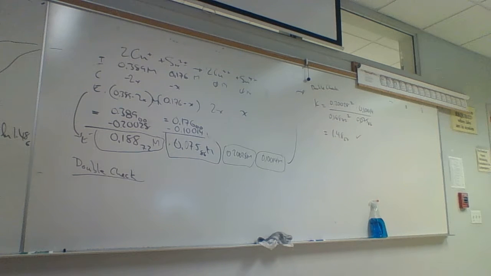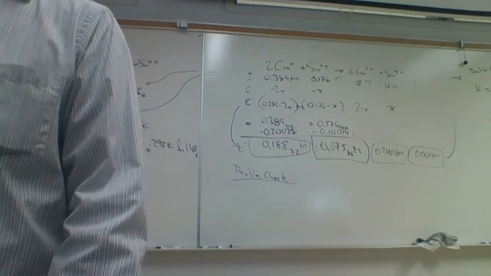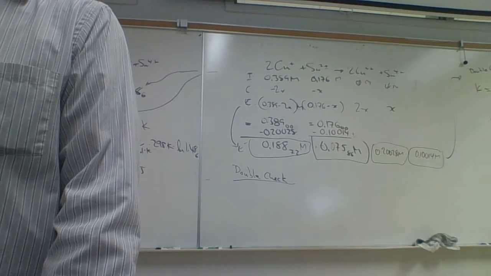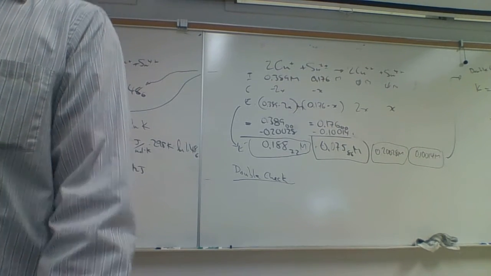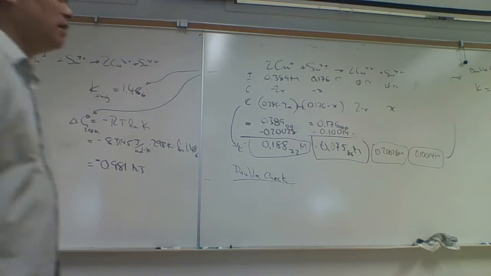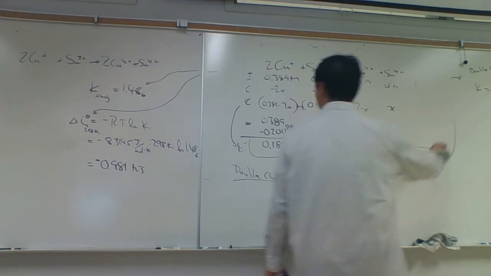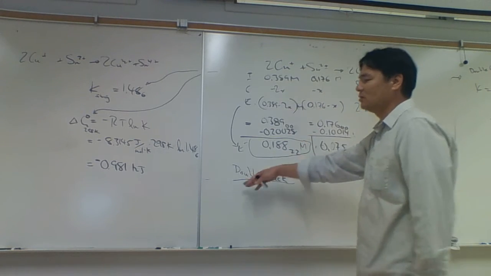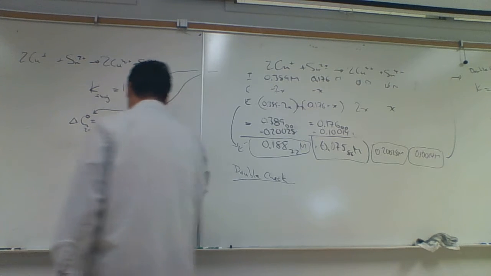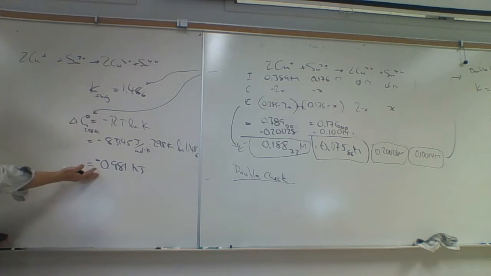Another way we can get the K value is by determining delta G. And there are multiple ways of determining delta G, right? And then we can get the K value based on our delta G value. We can also get a delta G value based on the K value. If we know the K value, like 1.486, then we can calculate the delta G value over here. This says it's spontaneous. Yes, it's spontaneous.